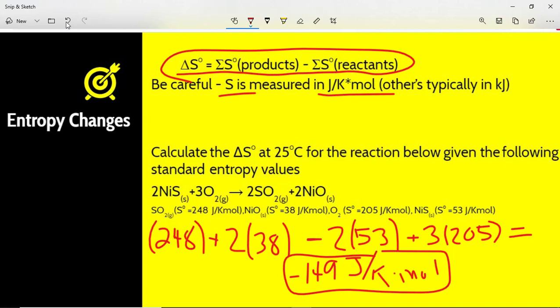So the entropy in this decreases, and that kind of makes sense because if you look at the equation here, all of our solids, we have 2 moles of solids, but then if we look at our gases, we go from 3 to 2, which means that we decrease the number of moles, which, as we talked about, if we decrease the number of moles, we decrease the amount of disorder, so entropy goes down. So pretty straightforward on how to go through and calculate that. All right, let's move on.